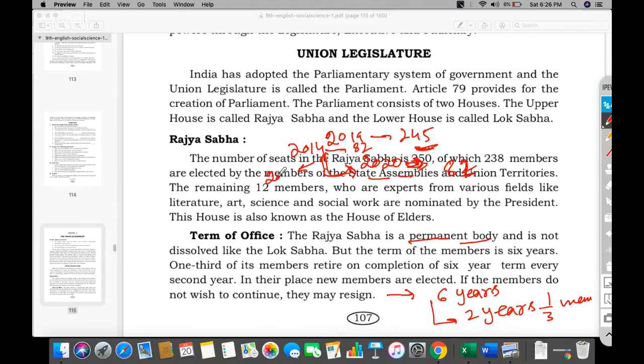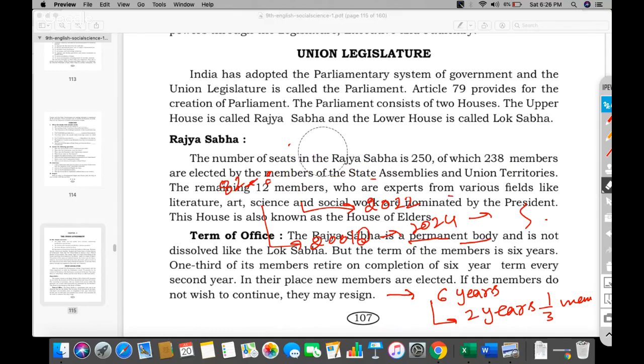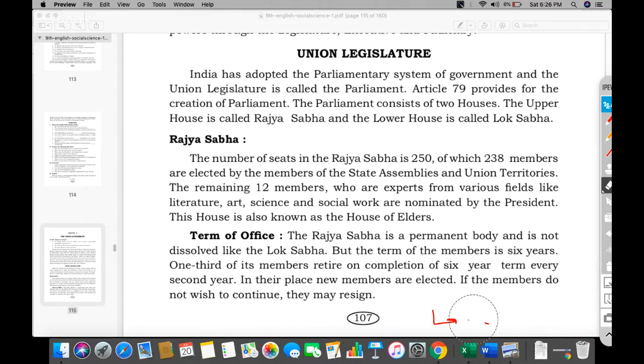Similarly, the 82 members who came in 2016 will lose their membership in 2022. And similarly, those who came in 2018 will lose their membership in 2024. So that's how elections keep on happening. And every 2 years, 1/3 of the existing members will lose their membership. And on those seats, elections will happen. And the members who win those elections would be joining the Rajya Sabha.